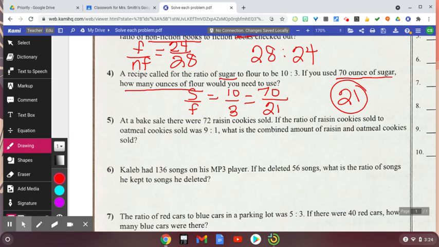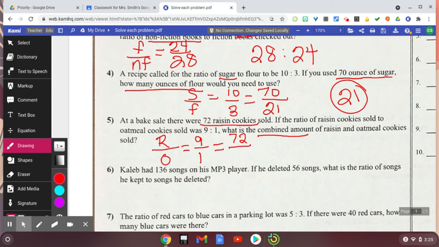Number 5, at a bake sale, there's 72 raisin cookies sold. If the ratio of raisin cookies sold to oatmeal cookies sold was 9:1, what is the combined amount of raisin and oatmeal cookies sold? So we got a little bit of information, and as well, hopefully you have realized combined amount. This is going to be similar to problem number 2. So two things that we're comparing, raisin and oatmeal cookies. They are giving us a ratio, so we can fit that information in here. So raisin was 9, oatmeal was 1. And then they said over here, 72 raisin cookies, so 72 is going to go up on top.